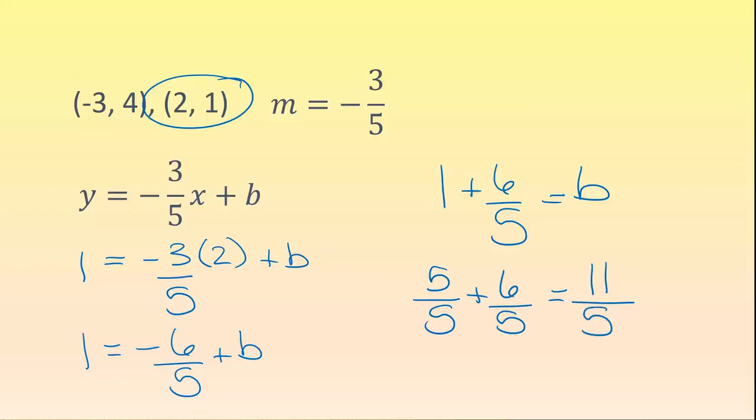So I'll just plug that in for b. Y equals -3/5 x plus 11/5. And that's the equation of that line. You can do it.